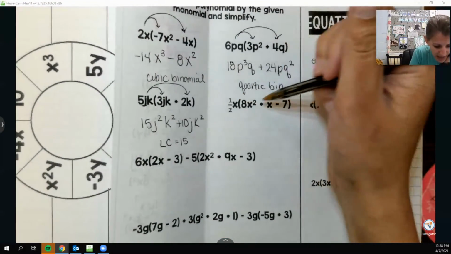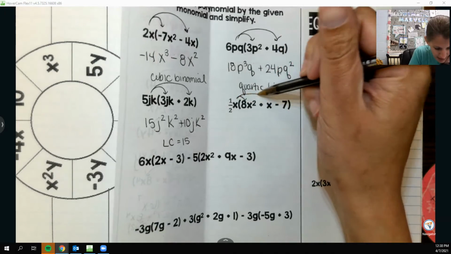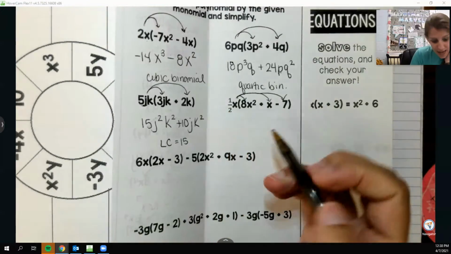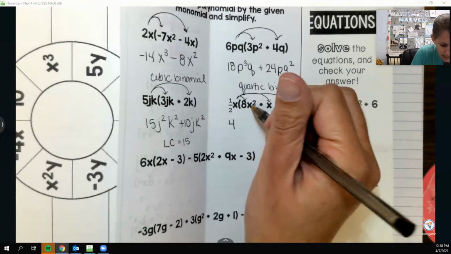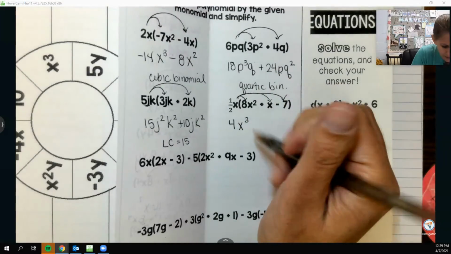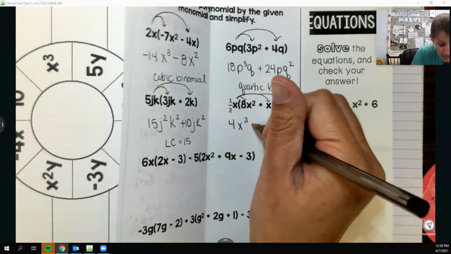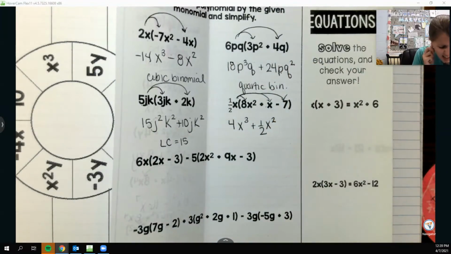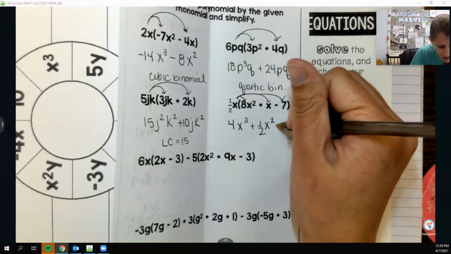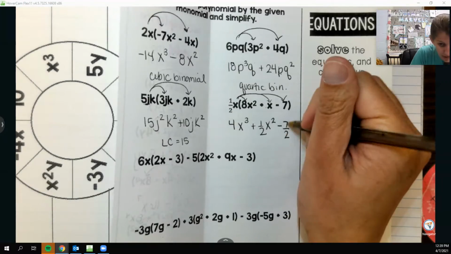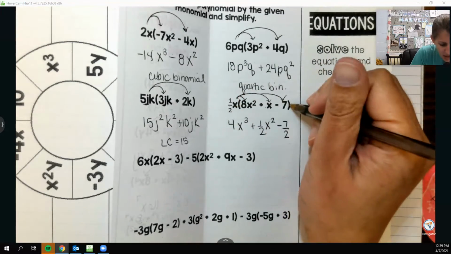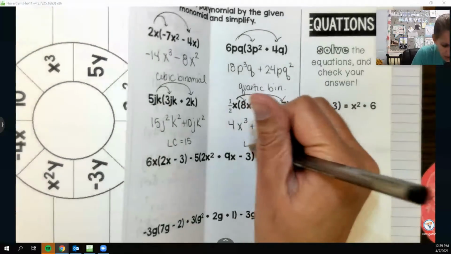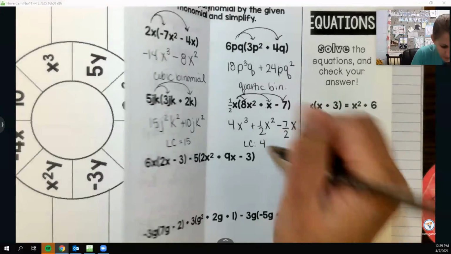On this one here, ooh, I have 3 numbers to distribute to. Look at that. How fun. So we're going to do half of 8 for 4, and x times x to the second is x to the third. Half times 1 is just half. X times x is x to the second. And then half of negative 7 is just going to be negative 7 over 2, or negative 7 halves. And then there's nothing to combine the x with, so it's just x. And again, my leading coefficient here would be 4.